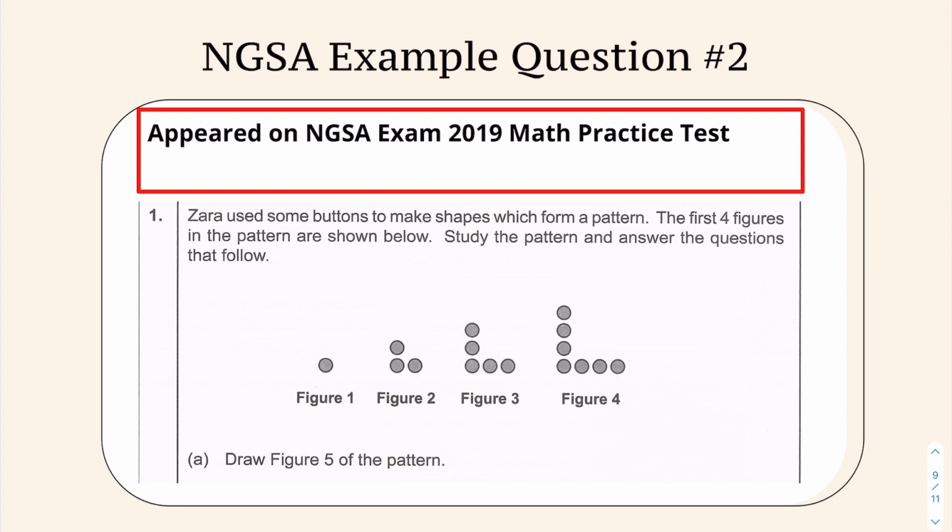So our next problem comes from the 2019 math practice test for the NGSA, and it says, Zara used some buttons to make shapes which form a pattern. The first 4 figures in the pattern are shown below. Study the pattern and answer the questions that follow. So here we have 1 dot, 3 dots, 5 dots, and 7 dots. And you can pause the video now if you need extra time to solve.